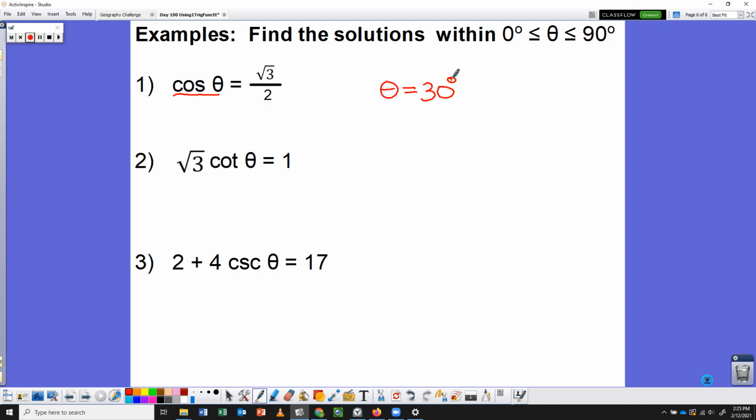If you didn't recognize that, you're going to definitely want to go back and take another look at those charts of the special angles that we're supposed to know. All right, let's take a look at number 2.